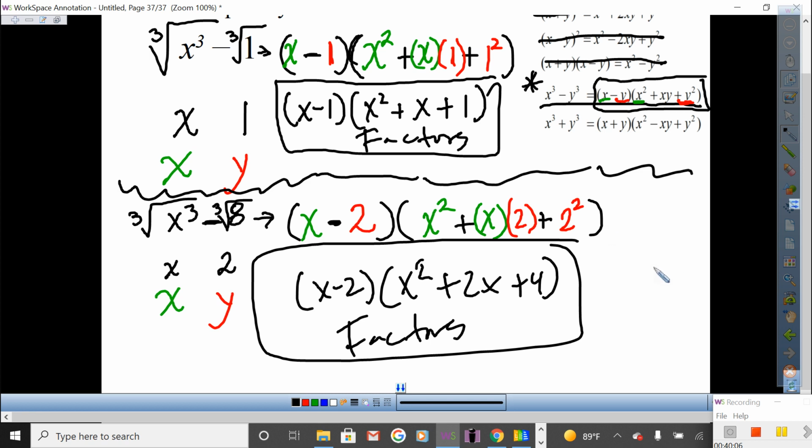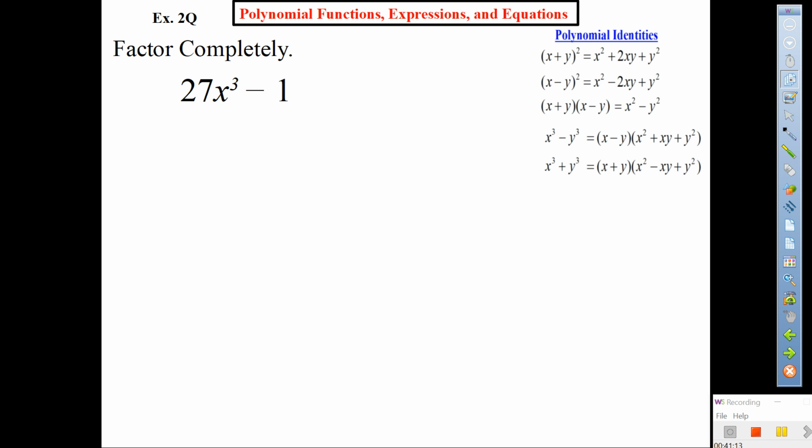Show me your fingers, how come you are so far? Okay, 5, 4, 5, 4. Okay, let's crank it up a little bit. Copy this one. 27x cubed minus 1. We'll do this one together.